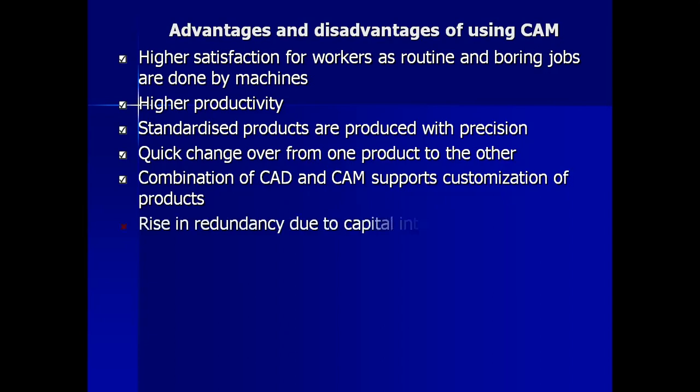All right, then now disadvantages: rise in redundancy due to capital intensive production. Yes, because when you will use more machinery, you have to reduce the number of workers, and that will cause redundancy. So how is it a disadvantage? Because when there is redundancy, you have to pay them a compensation, because it's not the fault of the workers. The reason is that the employees are no longer needed, because now they have been replaced by machines. So you have to pay them a certain amount, and it might be a significant amount.